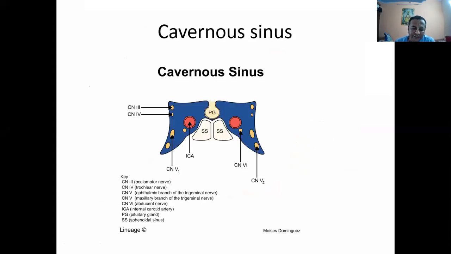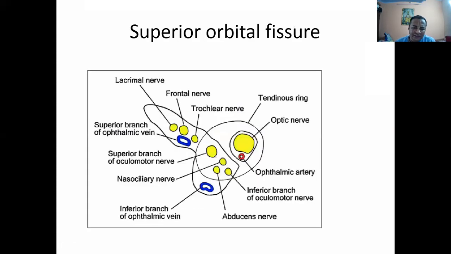So in the cavernous sinus, the third and the fourth nerve, they lie in the lateral wall of the cavernous sinus, and sixth nerve lies in the medial wall of the cavernous sinus, in the medial aspect of the cavernous sinus. That is, this is a coronal section of the cavernous sinus. After that, they pass through the superior orbital fissure.